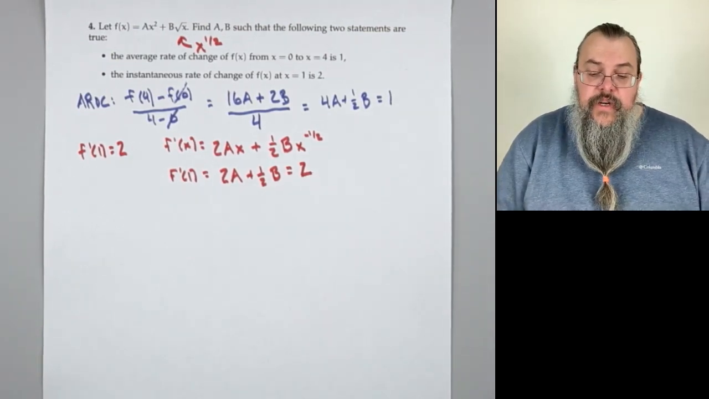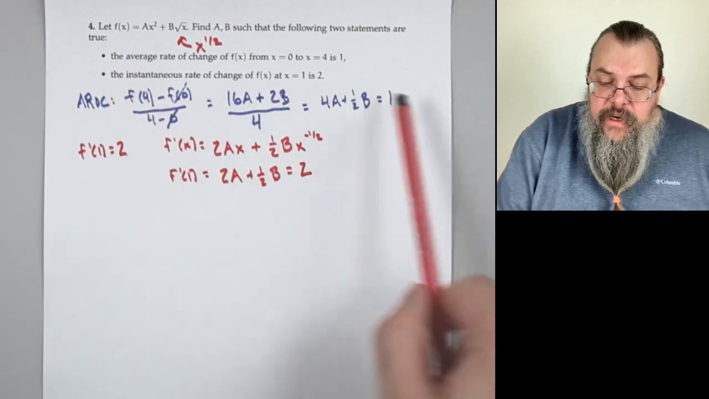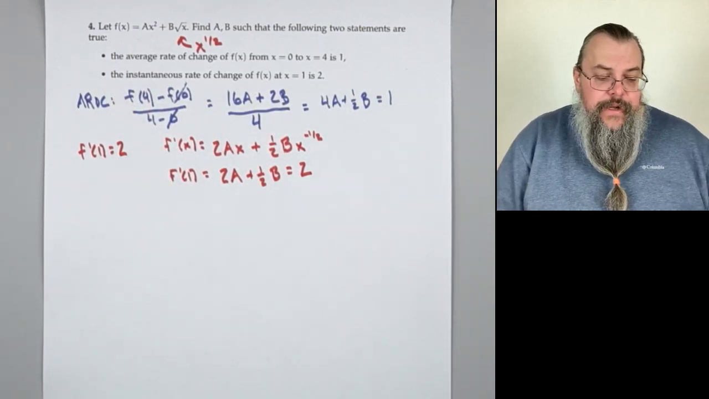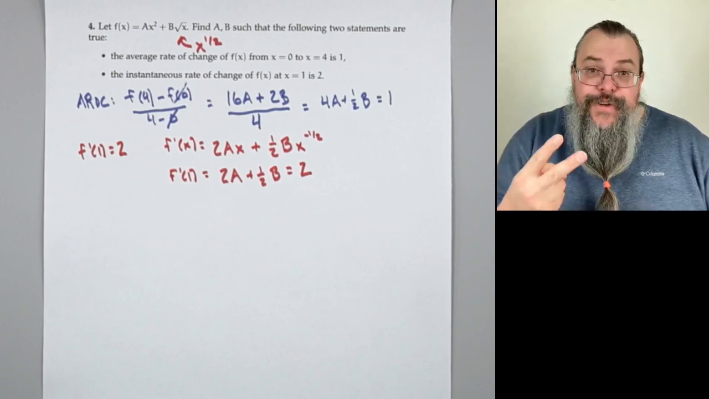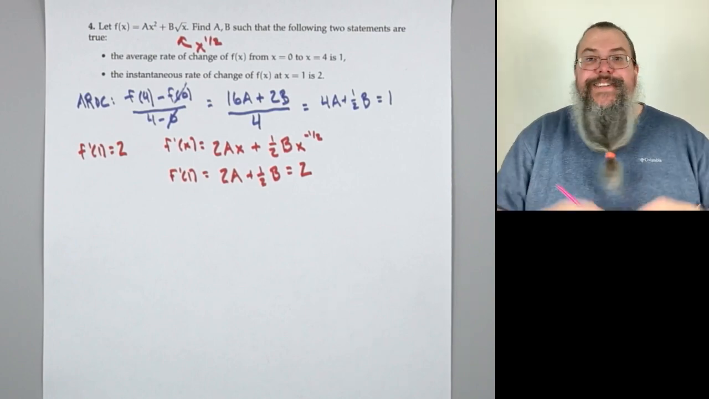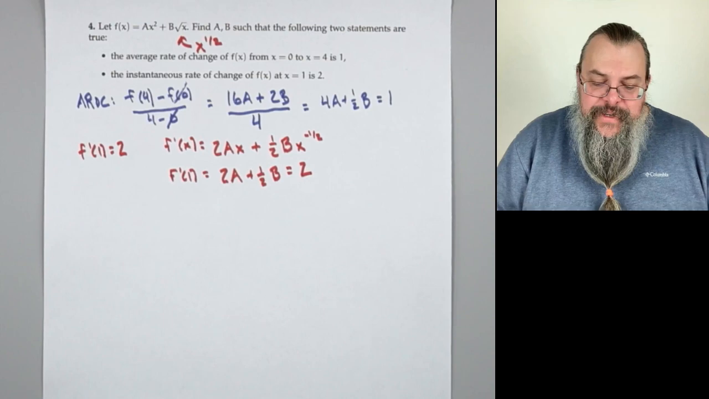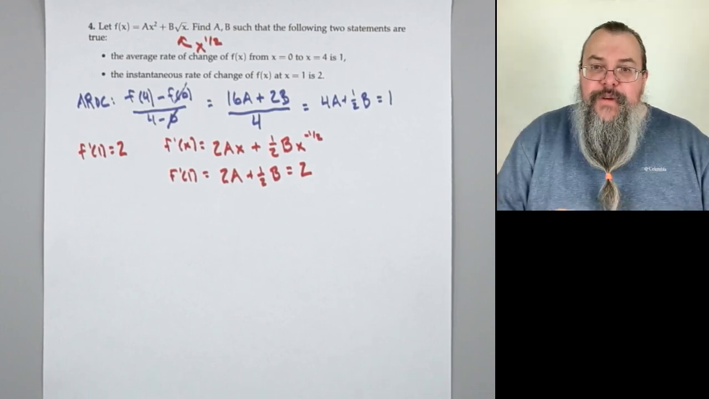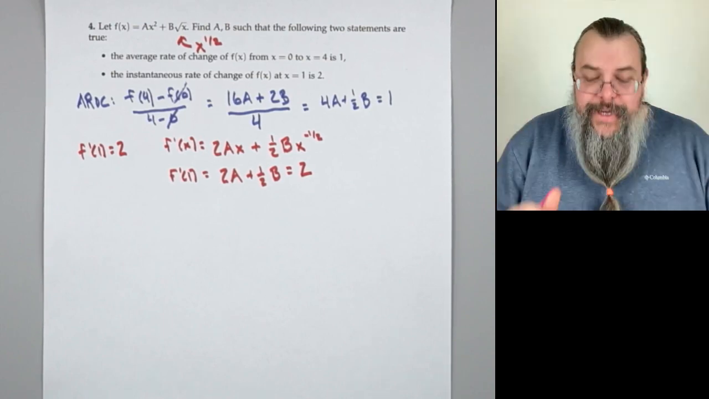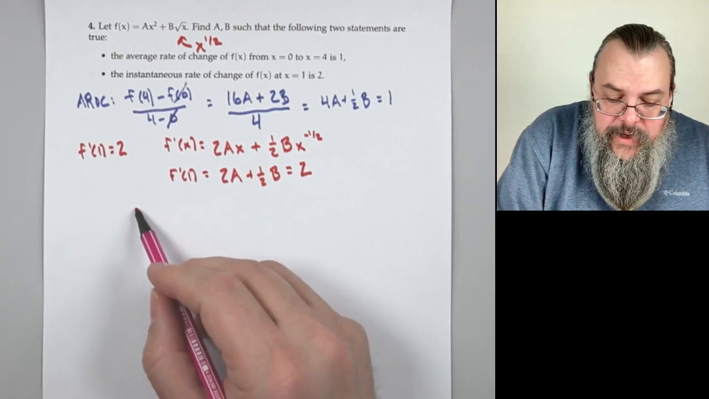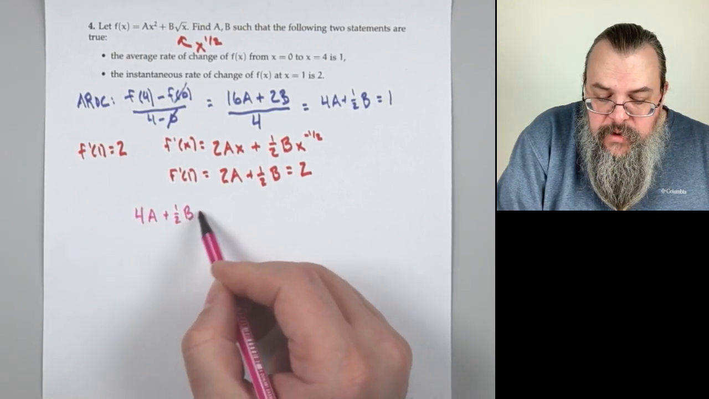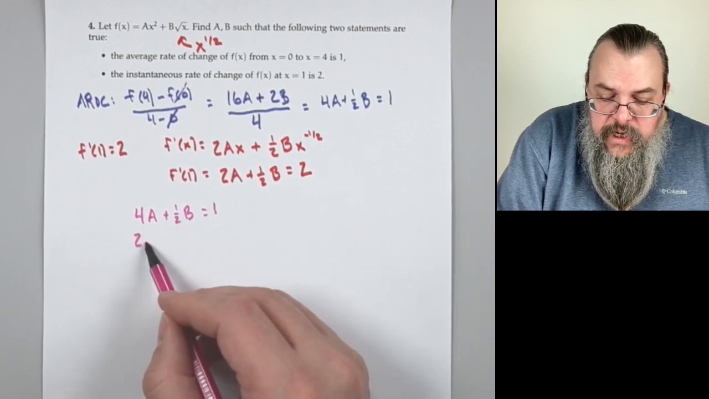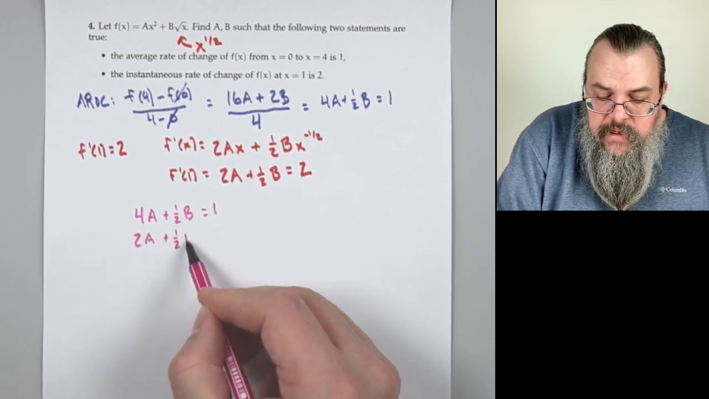All right, so we took our two statements, and we got two equations, and we're into a classic calculus thing. Two equations, two unknowns. You're going to see that so many times over this semester and subsequent semesters. We're going to just get really good at this. So let's write them down on top of each other. 4a plus 1/2 b equals 1. And then 2a plus 1/2 b equals 2.